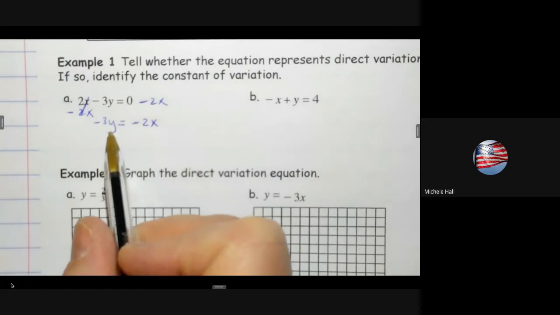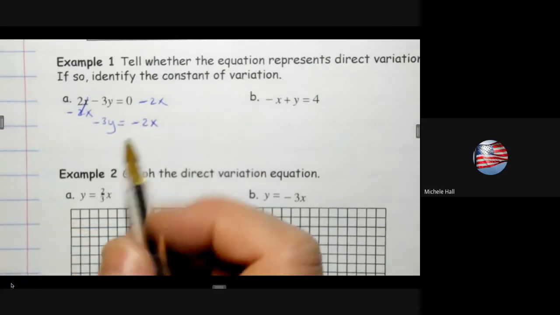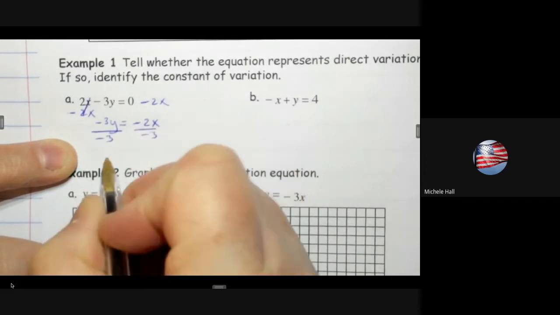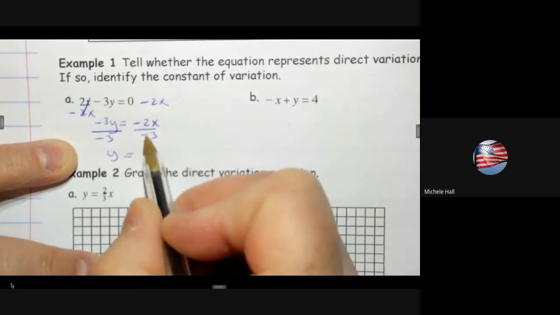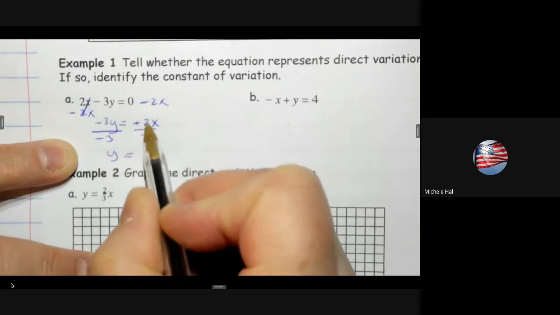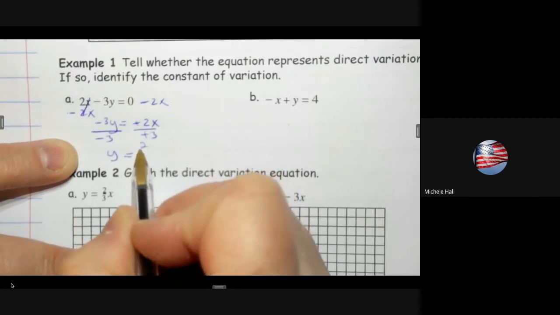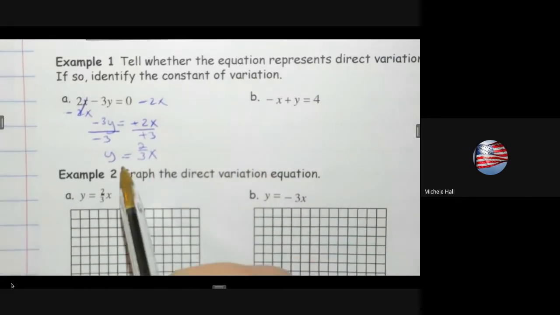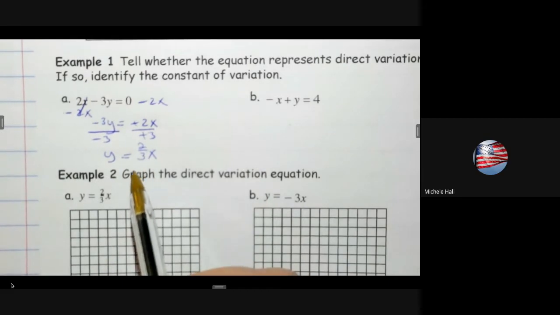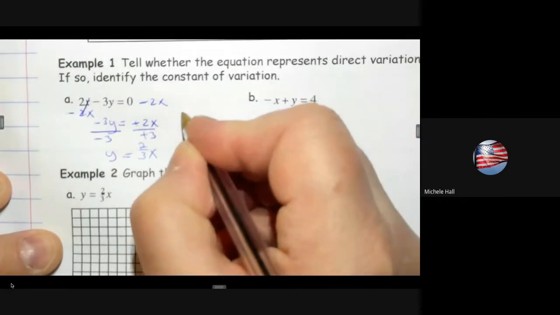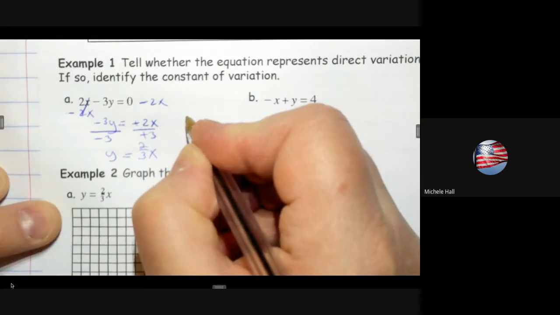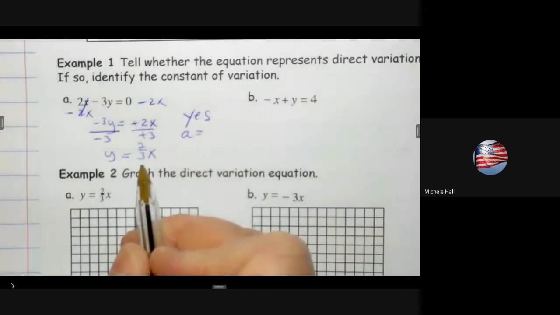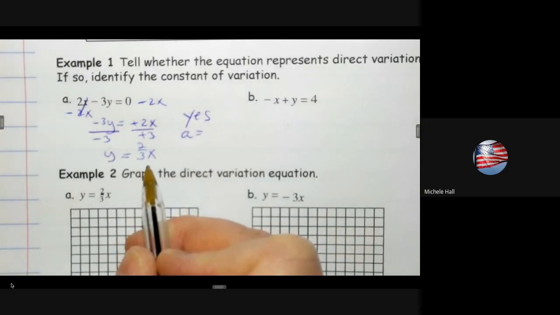We finish solving for y by undoing the multiplication of -3. We would divide by -3, divide by -3, and we get y equals, a negative divided by a negative is positive, and then we have 2/3 x. Does this represent direct variation? Y equals ax. Yes, it does. So it represents direct variation, and a equals the slope, the number in front of x, so 2/3.